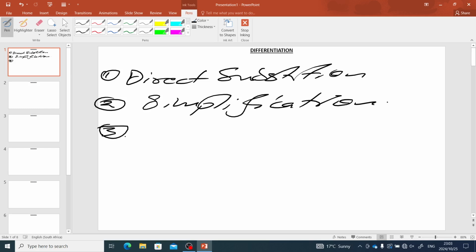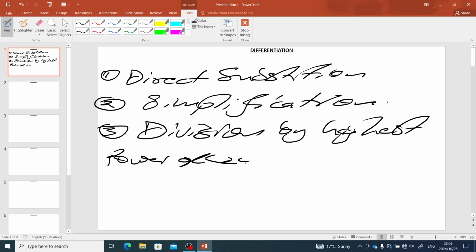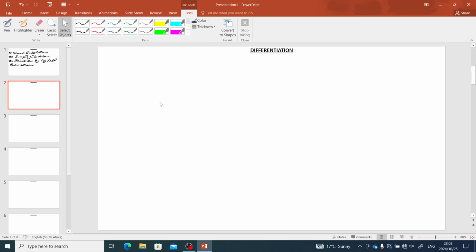Then the last one would be division by highest power of x. Those are the three techniques that we'll be looking at. Let's then do the application of the techniques that we'll be applying.